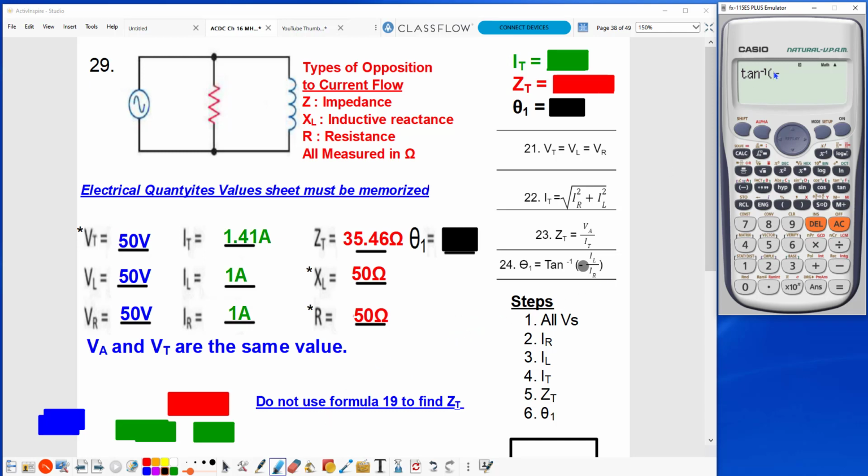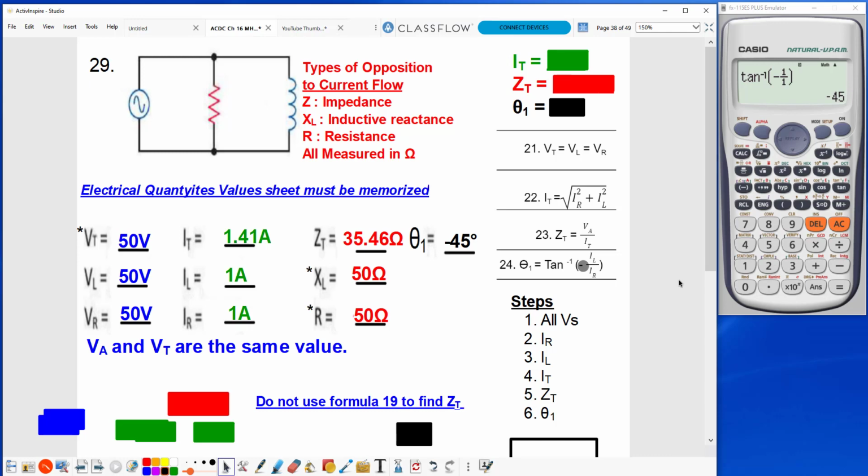All right, so it's minus IL right here, IL, 1, hit over under IR of 1. We're going to hit the scroll over button. We're going to close the parentheses. We're going to hit equals, and that is negative 45 degrees. As I said, it is a measurement of degrees, negative 45 degrees.